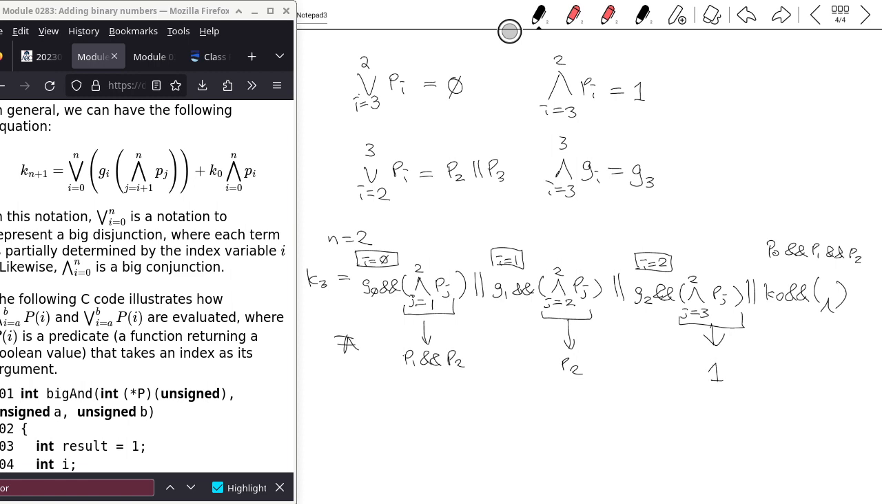So now, what do we end up with? Okay, let me use my mouse pointer this time. We end up with the conjunction between G0, P1, P2, or the conjunction between G1 and P2, or the conjunction between G2 and true itself, which basically means it's just G2 by itself, and also the conjunction between K0, P0, P1, P2. Does that sound familiar? Yes.